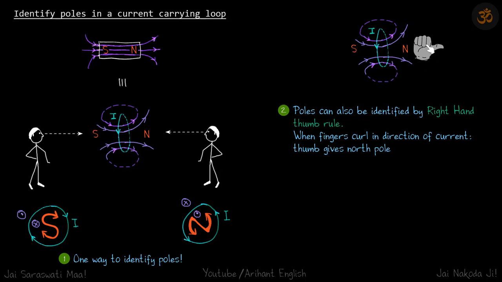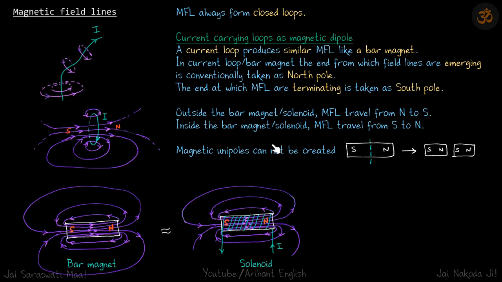You don't have to draw anything, and it becomes very quick once you know how to do it. So this is how you identify poles in a current carrying loop. And these were the points about magnetic field lines.